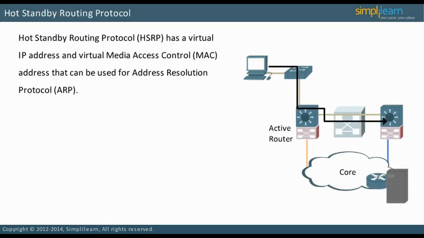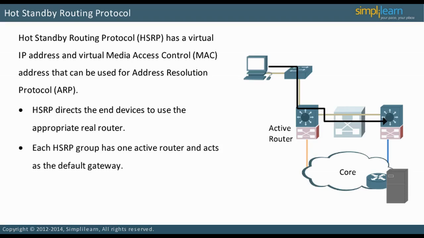In Hot Standby Routing Protocol, HSRP, the default gateway is a virtual router. It has a virtual IP address and virtual MAC address that can be used for Address Resolution Protocol, ARP, as a real router does. End devices are assigned the virtual router's IP address as their default gateway. HSRP directs the end devices to use the appropriate real router.